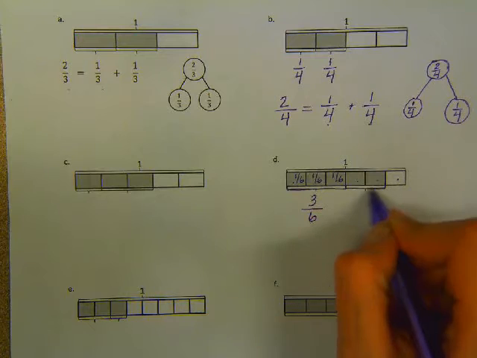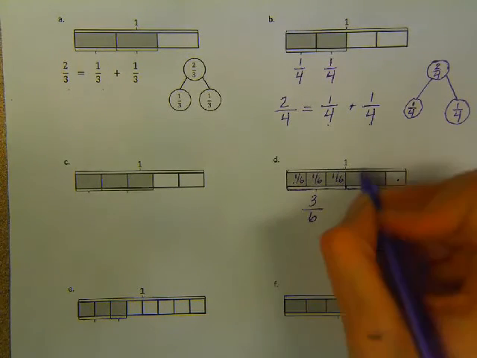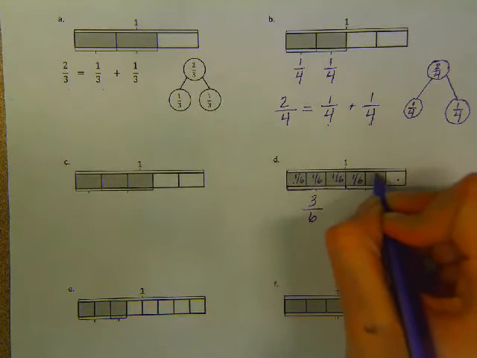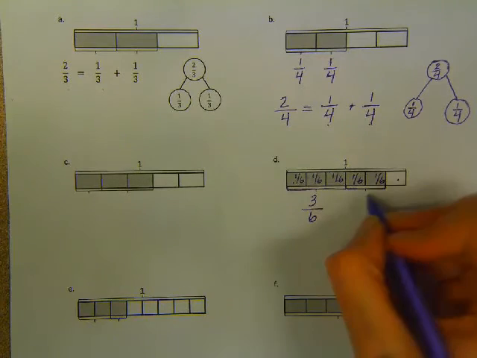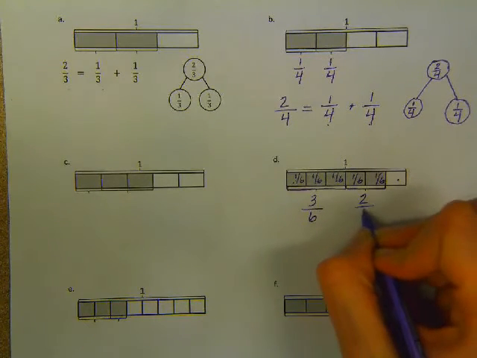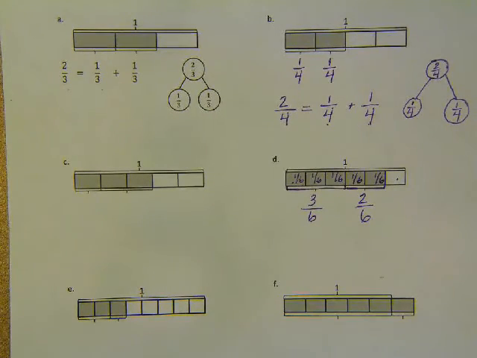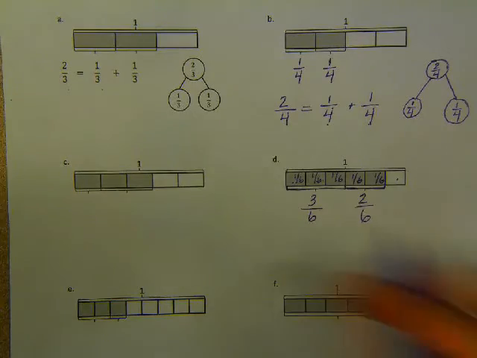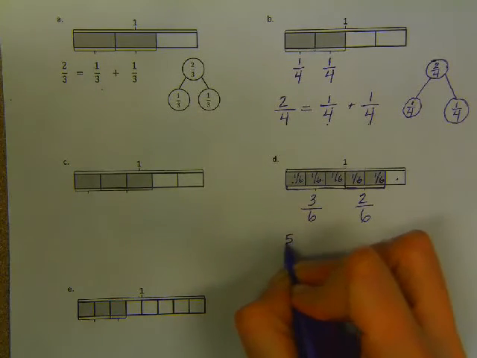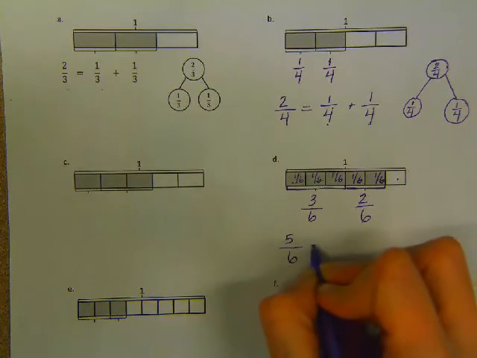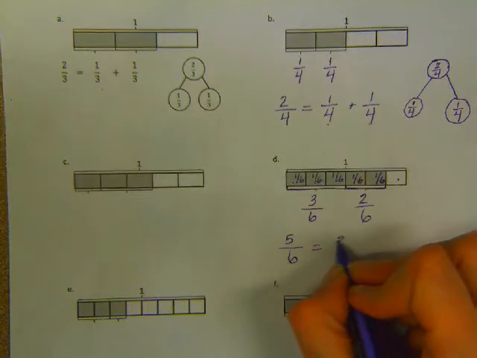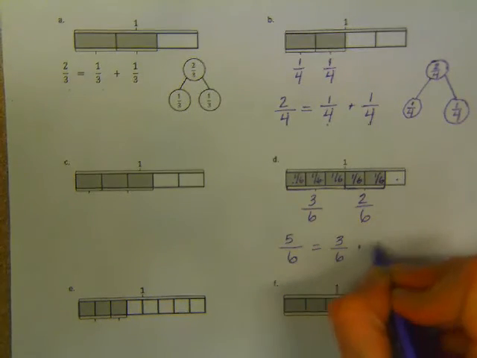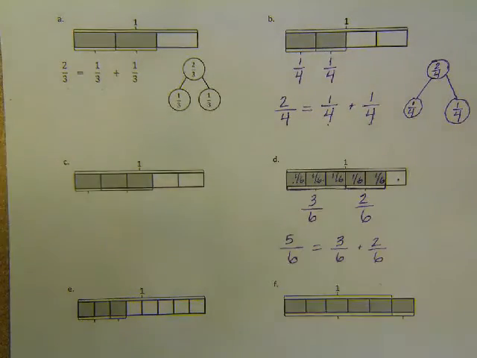Above this underneath bracket, there are 2 pieces. And since each piece represents 1/6, this fraction will be 2/6. So now, when I write my addition equation, there are 5 total pieces shaded out of 6 pieces. So 5/6 equals 3/6 plus 2/6.